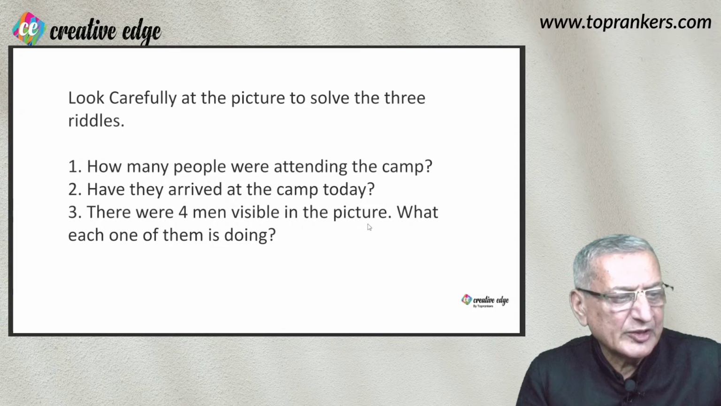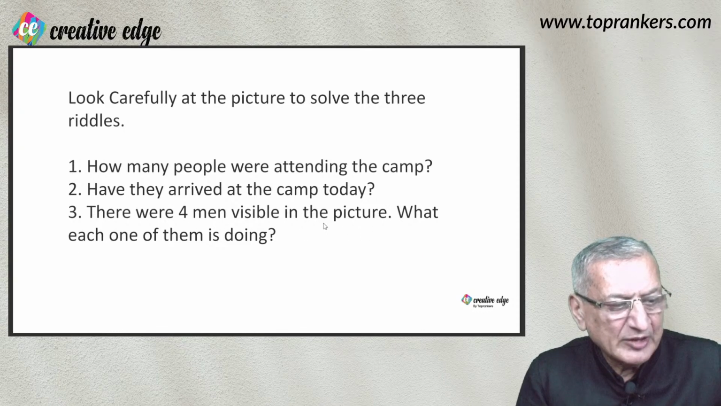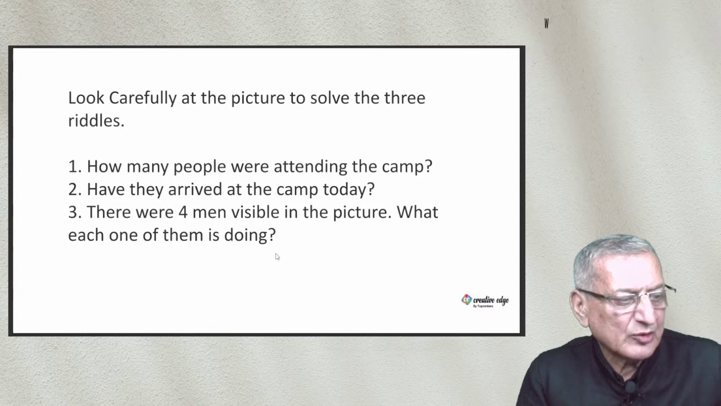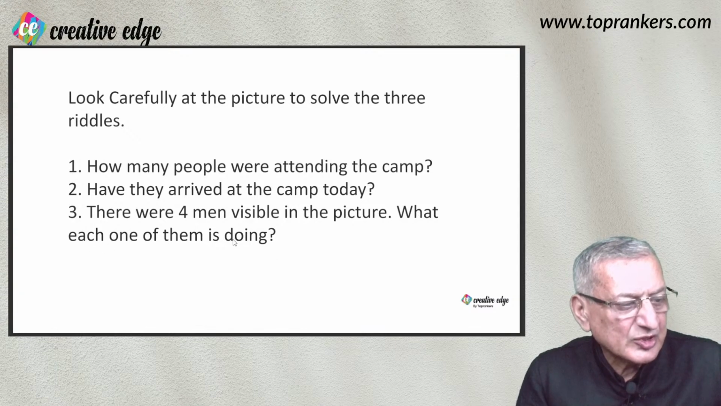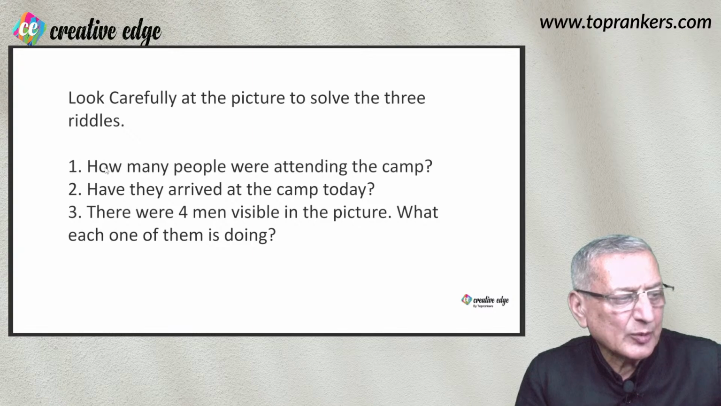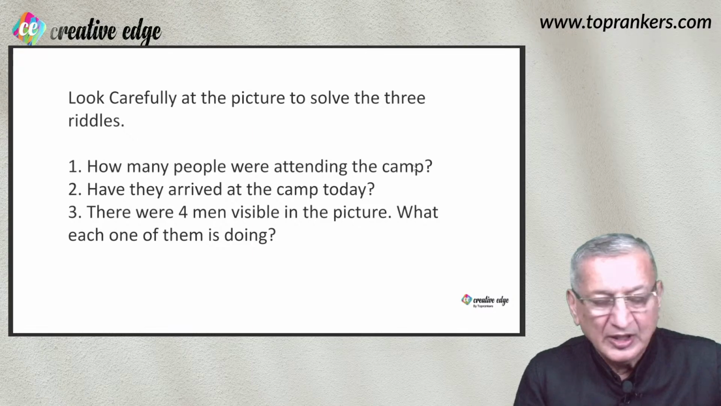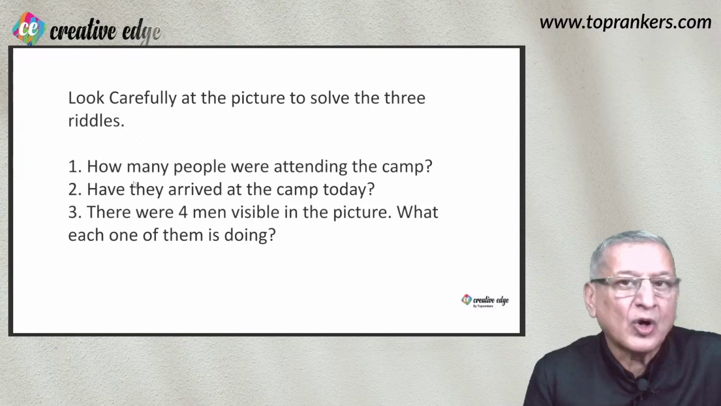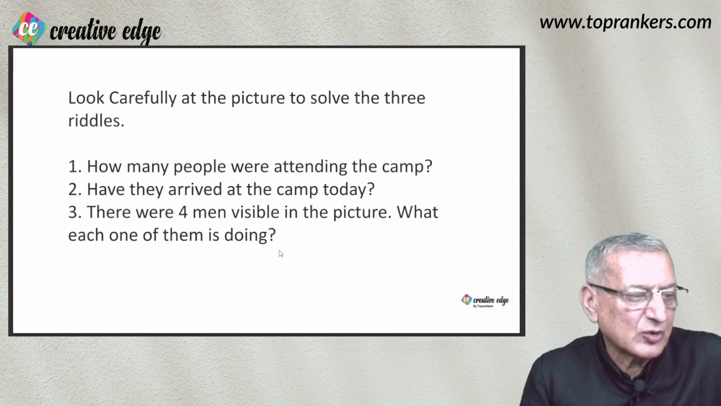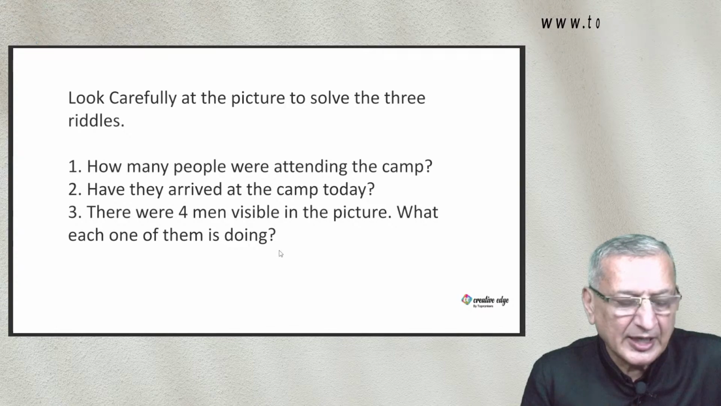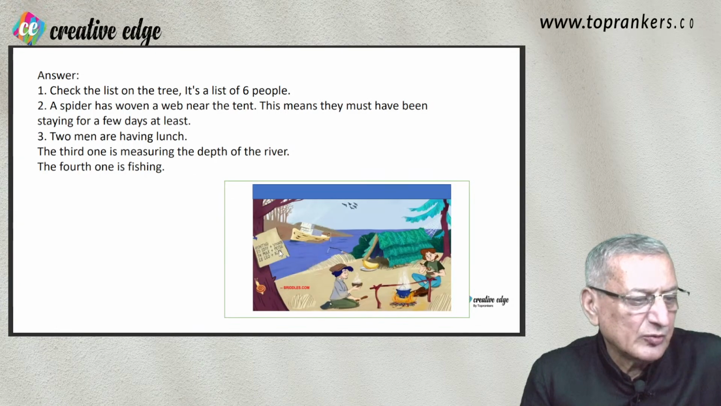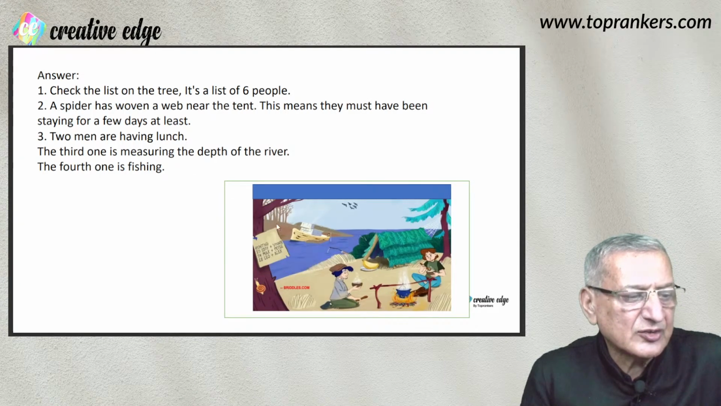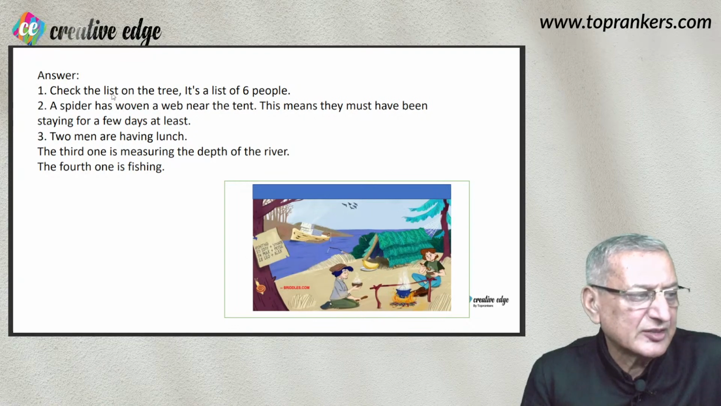How have they arrived at the camp today? There were 4 men visible in the picture, and what each one of them is doing. This question is to misguide your mind over here. How many people are attending the camp? 50% of candidates go wrong in answering that there are only 4 people attending the camp. Actually, you were supposed to look into the list of the people and give the answer as 6 people.